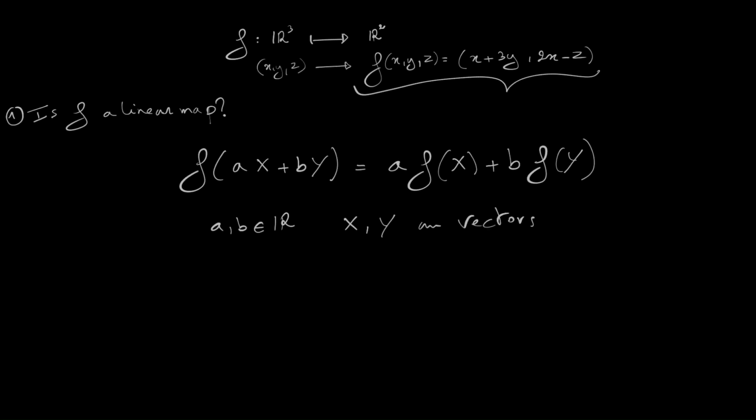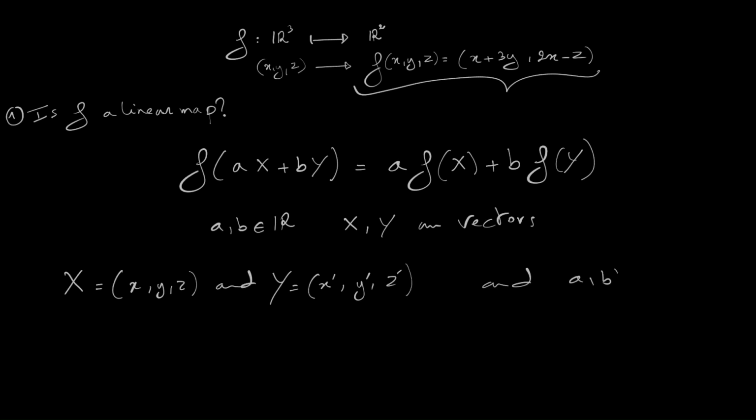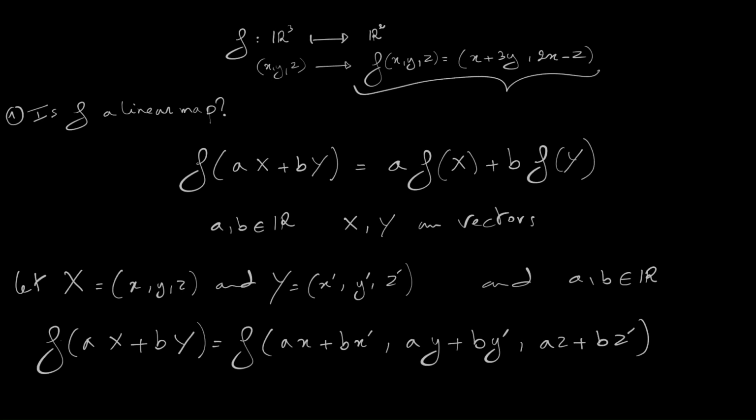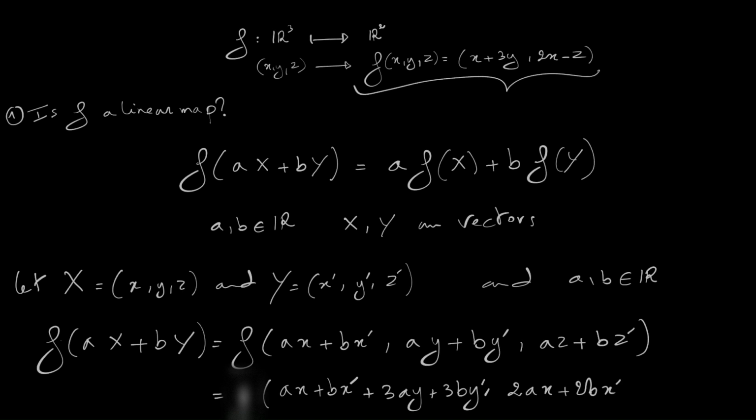Let's prove this for our map. Let our vectors be (x, y, z) and (x', y', z'), and a and b two real numbers. We start by calculating f of ax plus by. First, we group the components inside the function. Now we apply the definition of our map. The first component is the first variable plus 3 times the second variable. The second component is twice the first variable minus the third variable.